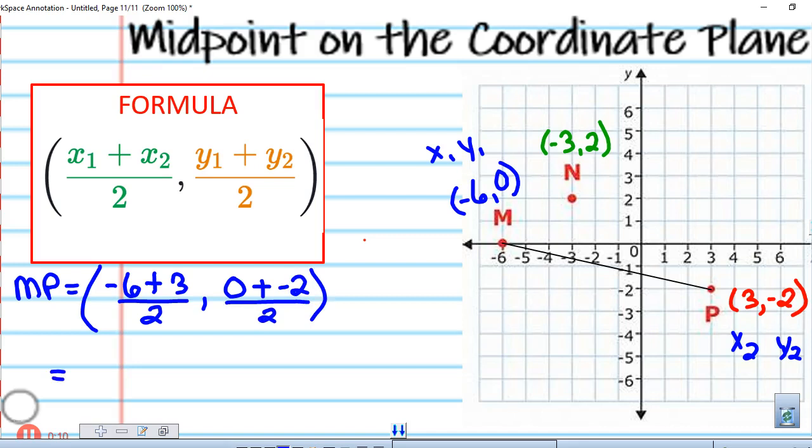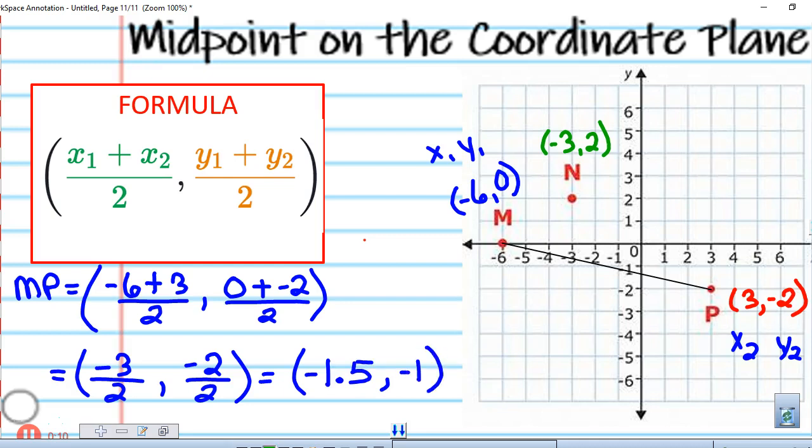And we're going to simplify. So -6 plus 3 is -3 divided by 2. 0 plus -2 is -2 divided by 2. And then you simplify that. -3 divided by 2 is -1.5. -2 divided by 2 is -1. So our midpoint is at -1.5, -1, right there. Right, that is how you find the midpoint on the coordinate plane when you're given 2 points.